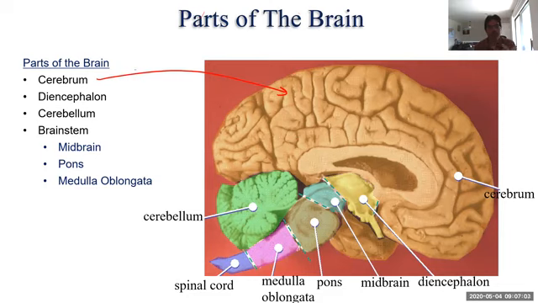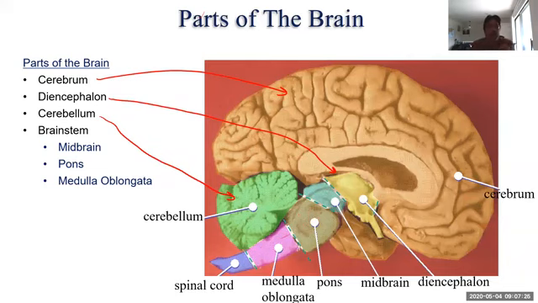But then we have the diencephalon. The diencephalon includes this area where we had the thalamus, the hypothalamus, and then the pituitary gland that was coming out from under here. That's the diencephalon. Cerebellum is that area towards the back. And then all of this down here was the brain stem, the midbrain, the pons, and the medulla.